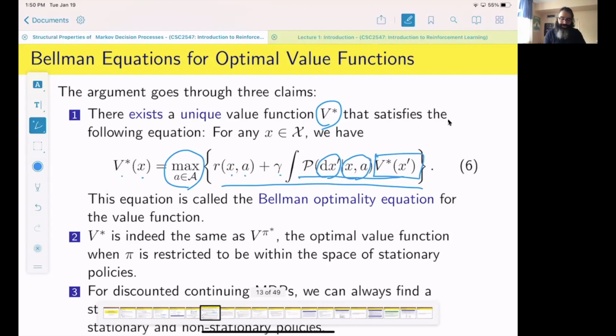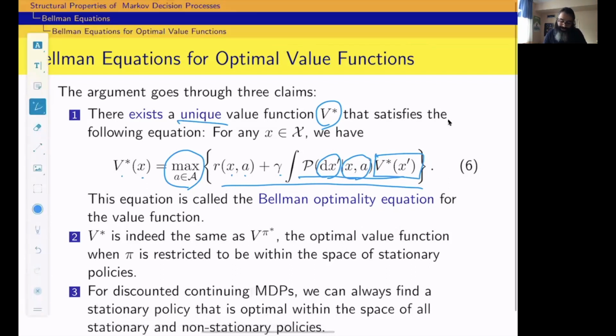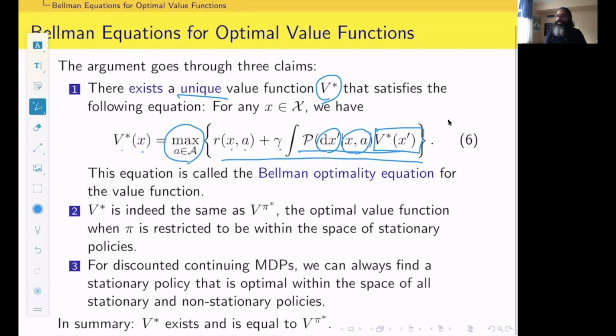First, we need to show that this equation has a solution, and the solution is unique. So that's the first part. And usually, in most places, they just say that this is the Bellman optimality equation, and the solution of it is the optimal value function. But if we want to be a bit more rigorous, the next step is that we need to show that this V star is indeed the same as the optimal value function, V of pi star, which is the optimal value function when pi is restricted to be within the space of stationary policies.